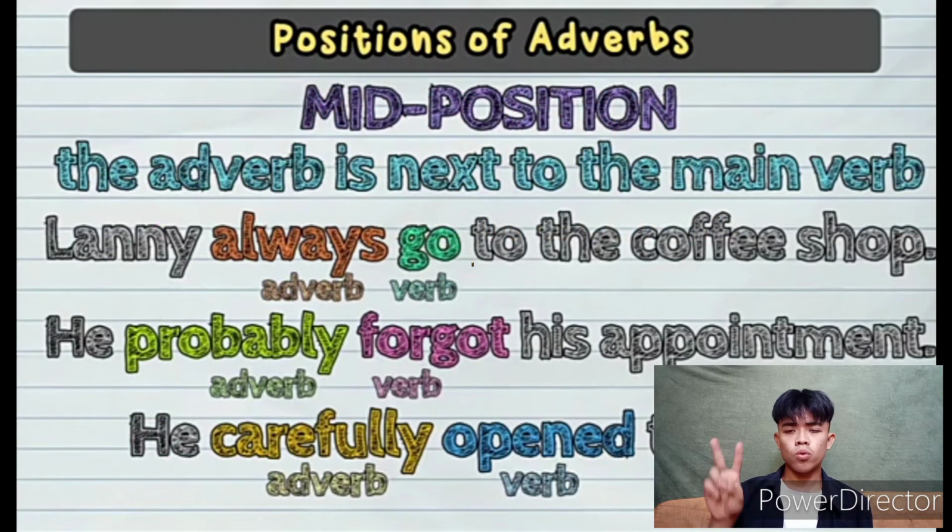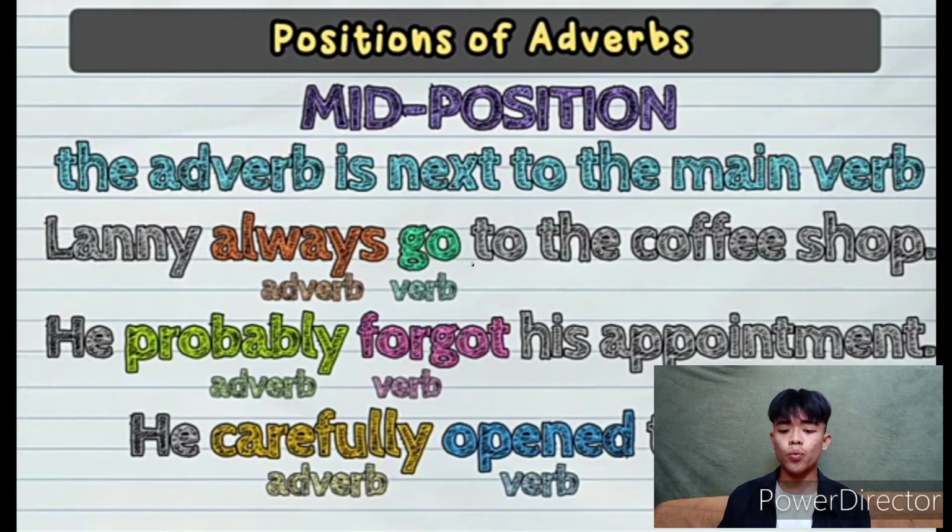Number two is the mid position. What is the mid position? Mid position means the adverb is next to the main verb. Let's have an example. Example number one: "Lani always goes to the coffee shop." Always is the adverb and go is the verb, and always is next to the main verb.